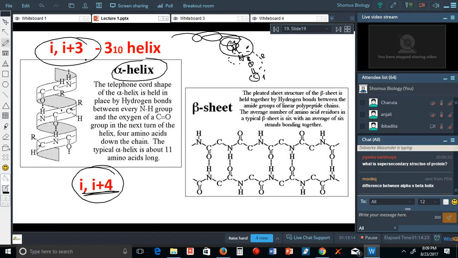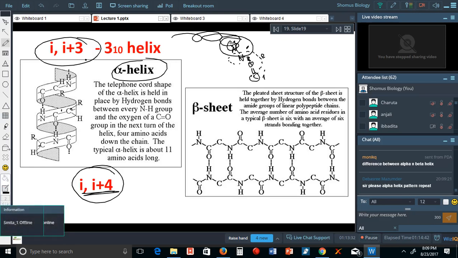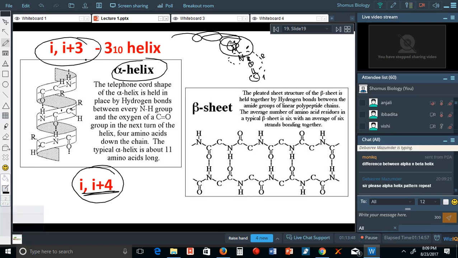Sometimes you will see helical structures formed with i plus 3, after every third amino acid. After every 3 amino acids, the first one and the fourth one interact with themselves. So it is either an i plus 4 or an i plus 3 helix. If it's i plus 3, we call it a 3-10 helix, while if it's i plus 4, we call it the normal alpha helix.